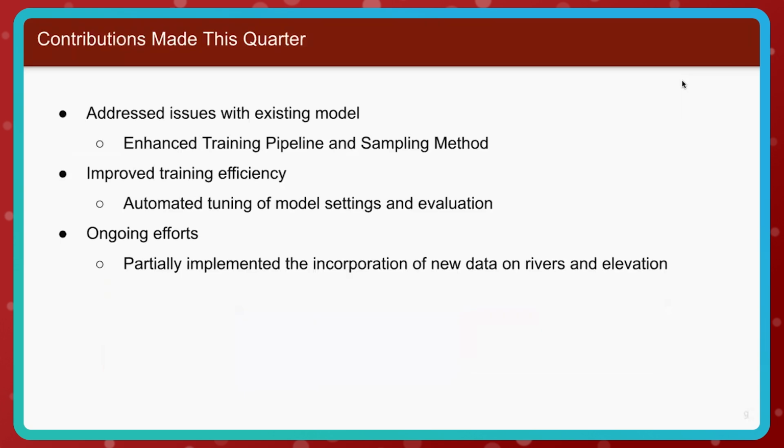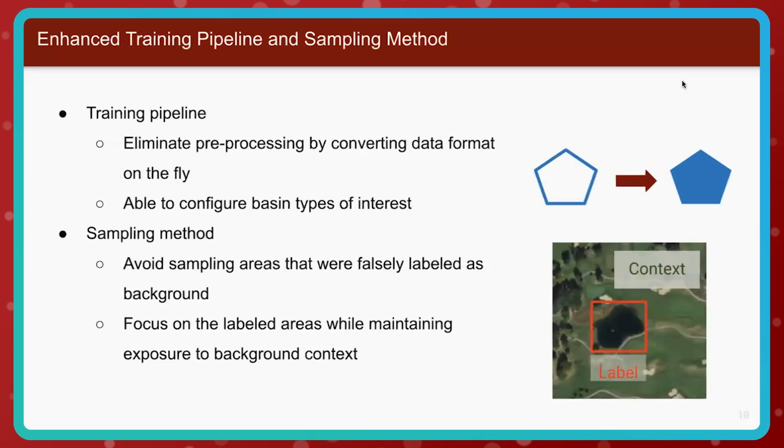Based on last quarter's great work, we made significant progress this quarter. First, we identified and addressed problems with the existing model by enhancing the training pipeline and adopting a more robust sampling method. Second, we streamlined our model optimization process by automating the tuning of model settings and evaluation for improved training efficiency. Furthermore, we are halfway through incorporating new data sources, including those on rivers and elevation.